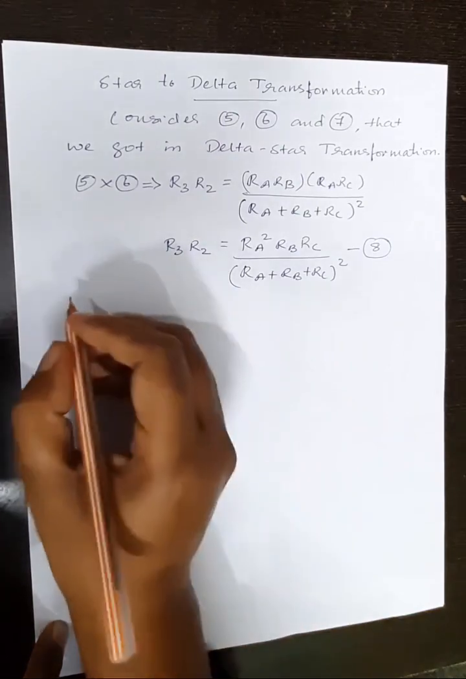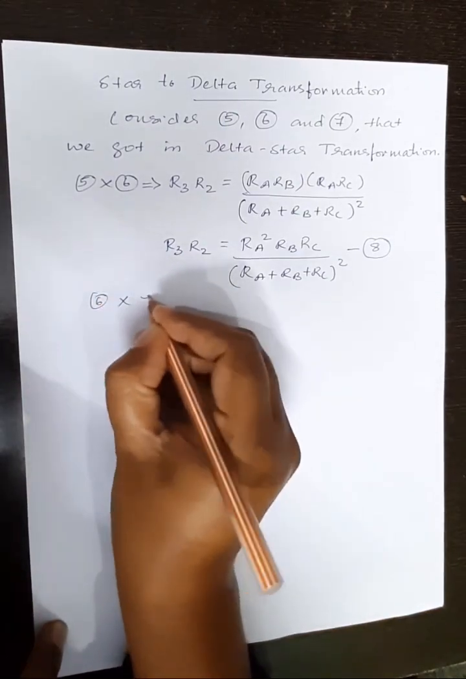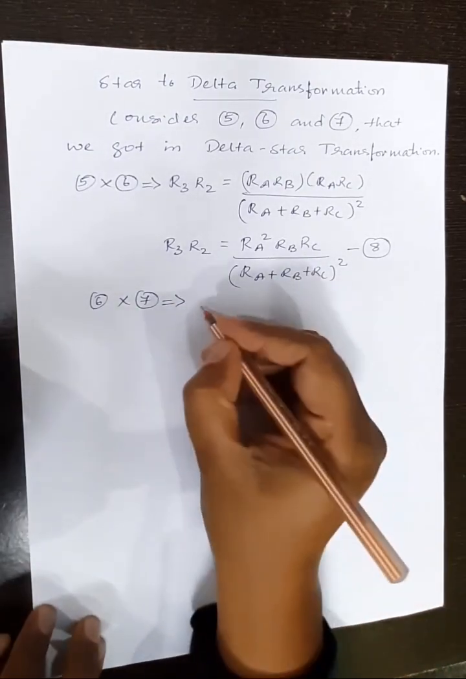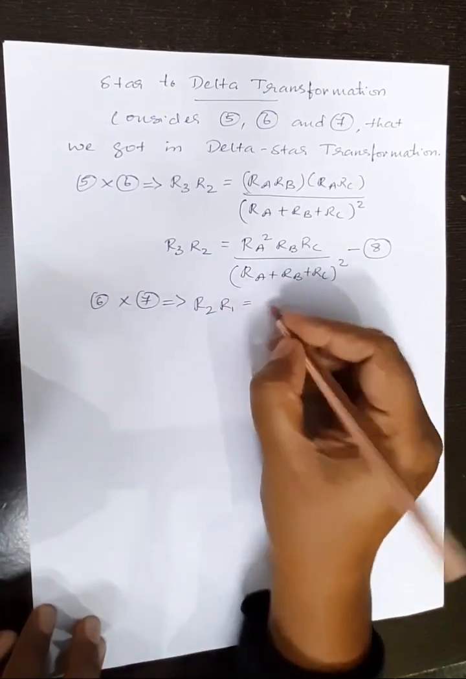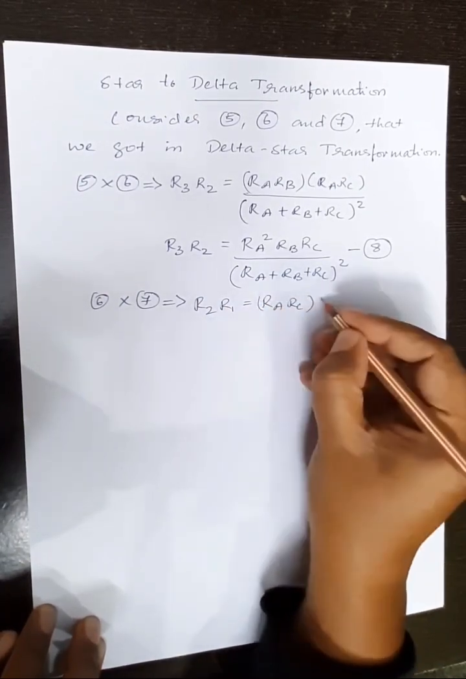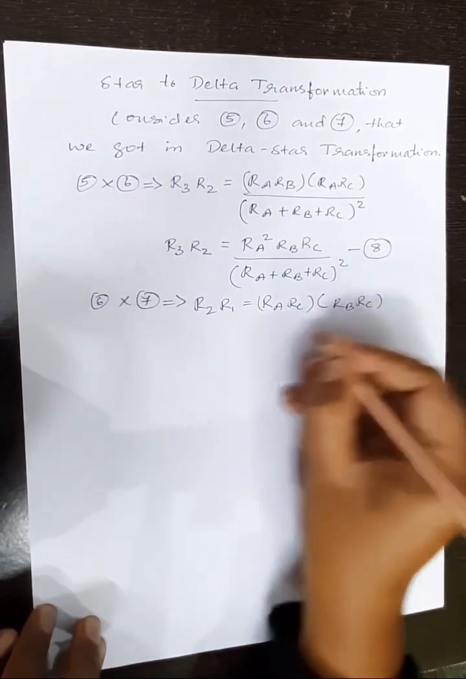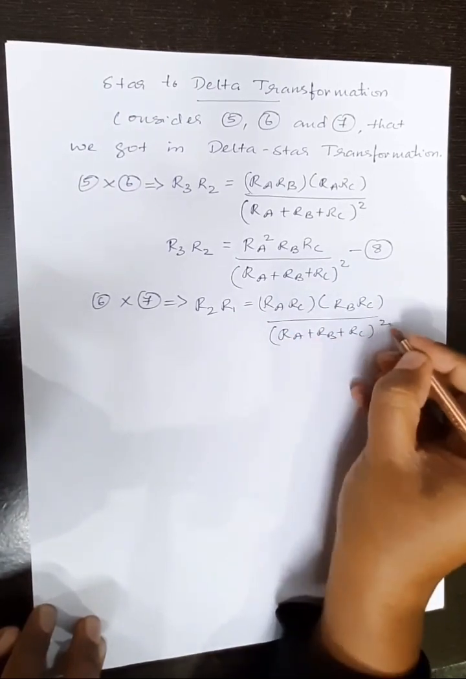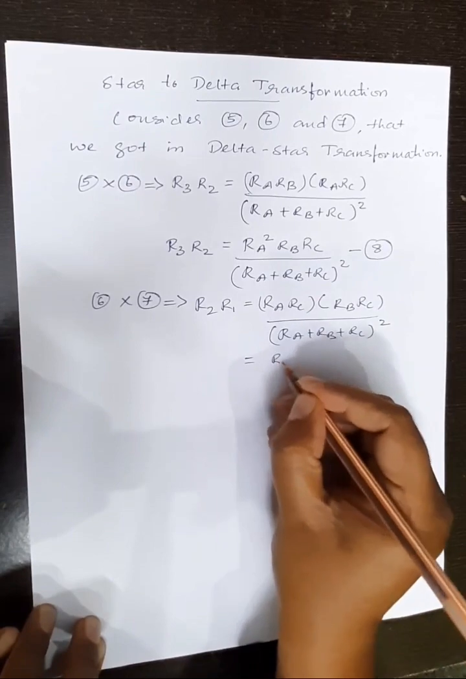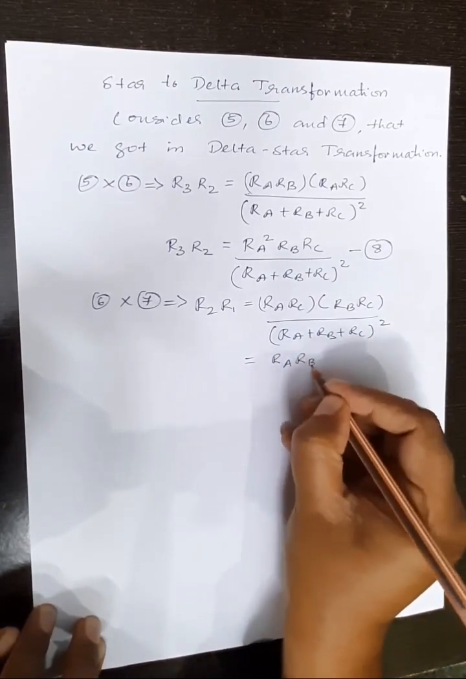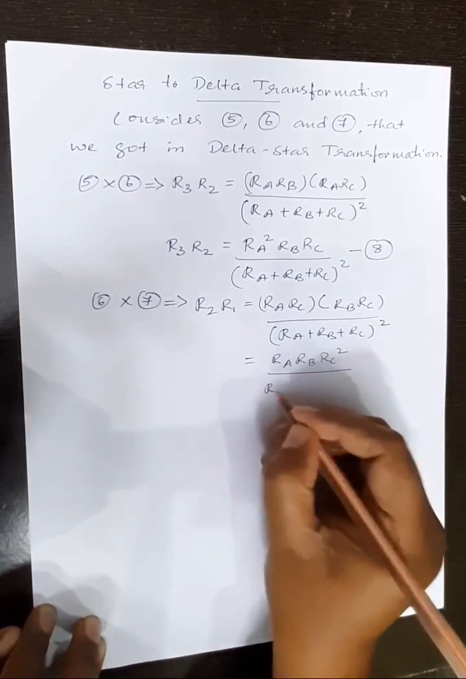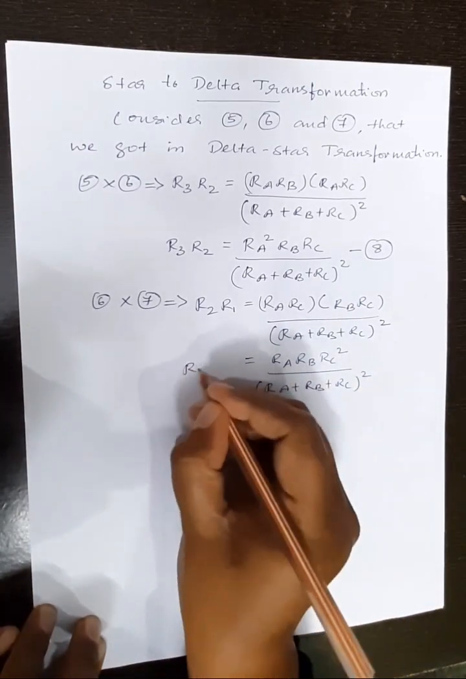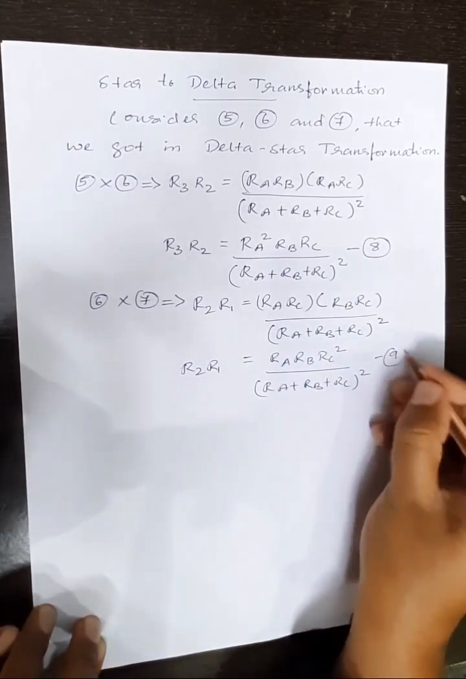In the same way, multiply equation 6 into equation 7. We get R2 R1, which is equal to RA RC into RB RC divided by RA plus RB plus RC whole square. This will be equal to RA RB RC square divided by RA plus RB plus RC whole square. This is R2 and R1. Consider this as equation number 9 now.